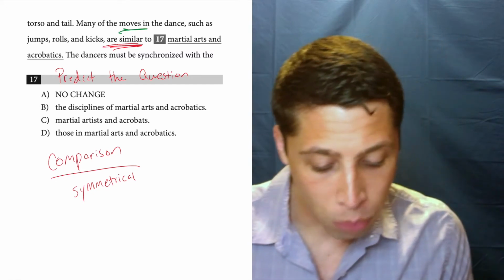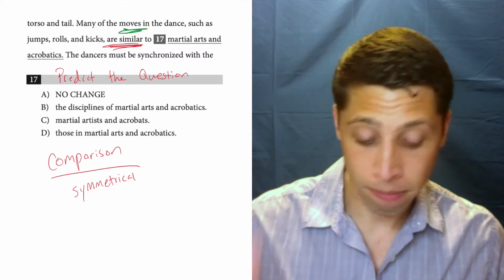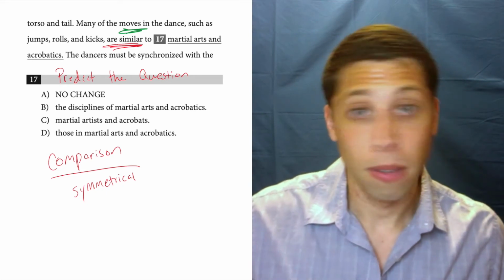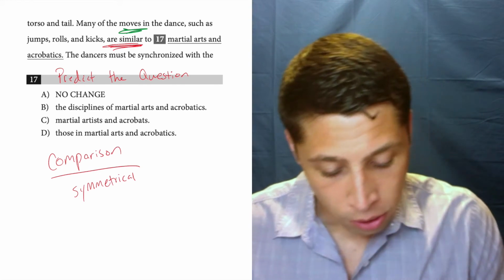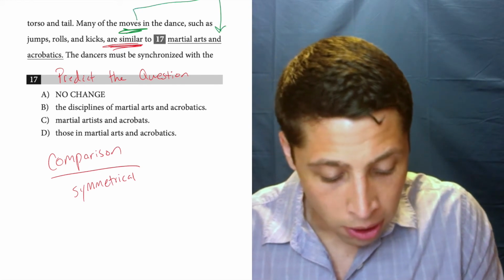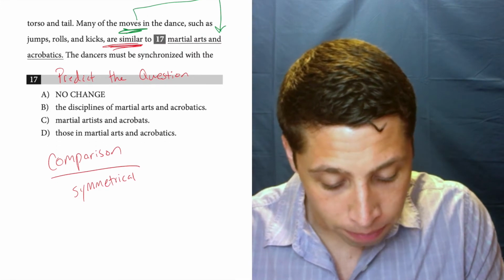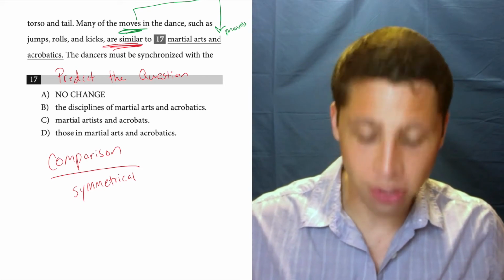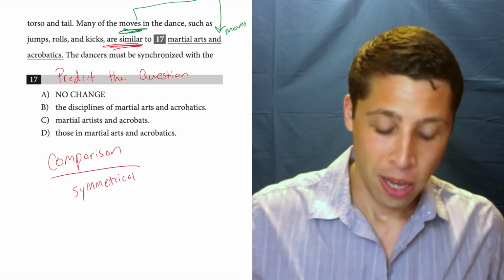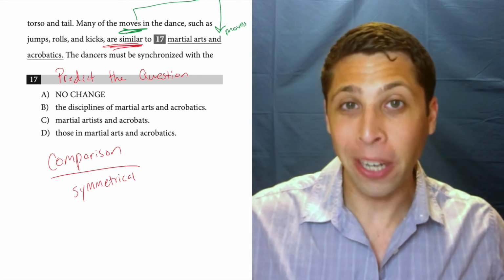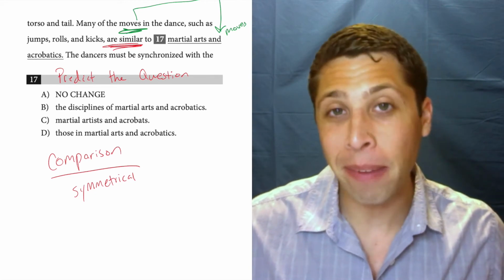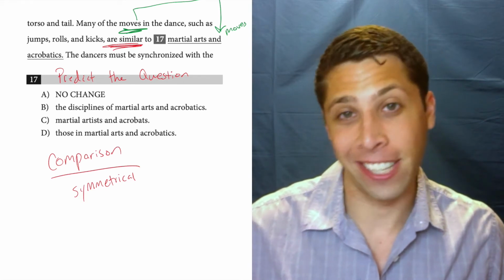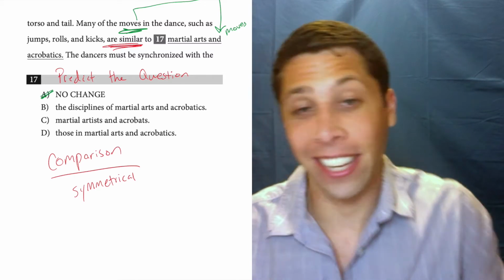They're talking about the moves, right? They list a few of them, but they're comparing moves, right? Moves in the dance to what? Probably other moves, right? So we're supposed to compare moves to moves, but we're not really doing that. Instead, we're comparing the moves to martial arts and acrobatics. What we are doing is kind of breaking a rule of comparisons, and it may seem obvious what we're trying to say here. But technically, choice A is not saying it.